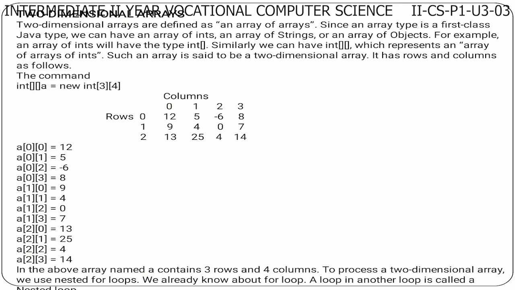Next is two-dimensional arrays. The two-dimensional arrays are referred to as arrays of arrays. Since an array type is a first-class Java type, we can have an array of integers, an array of strings, or an array of objects. For example, an array of integers is written as int[]. Similarly, we have int[][], that is 2 brackets. This represents an array of arrays, which is nothing but a two-dimensional array.